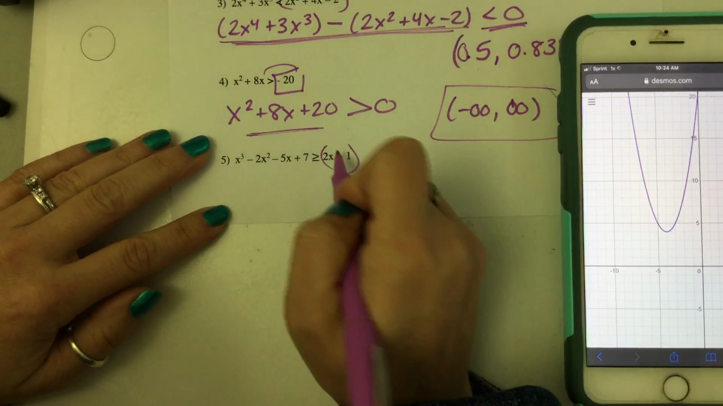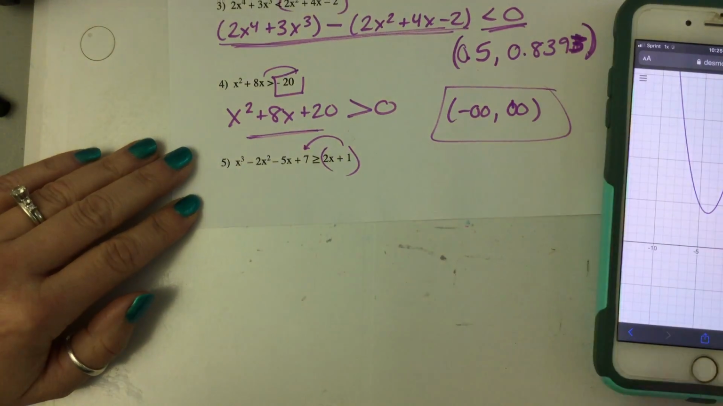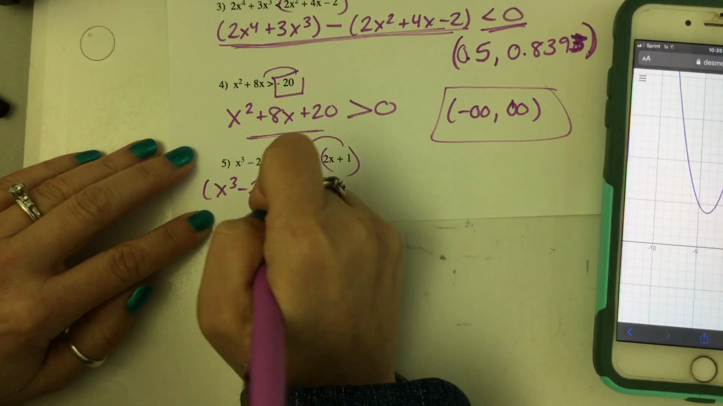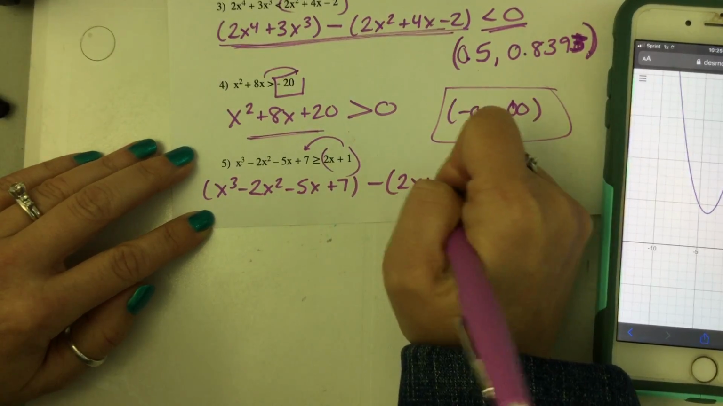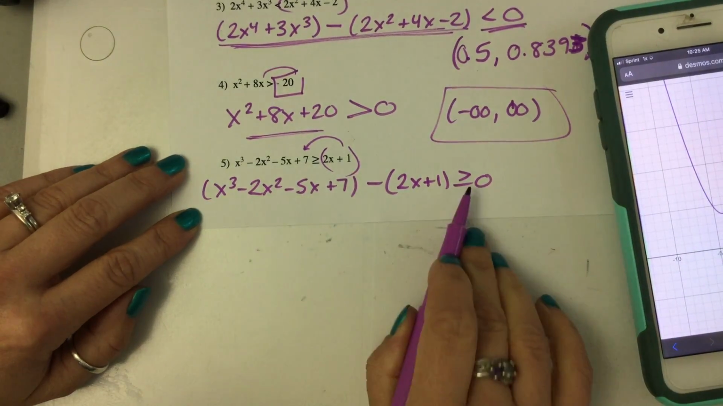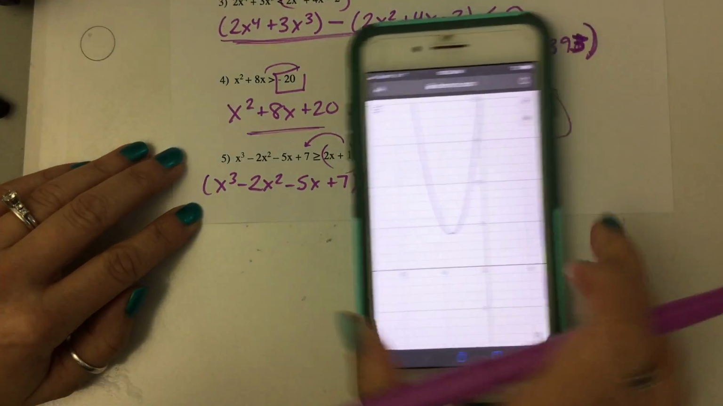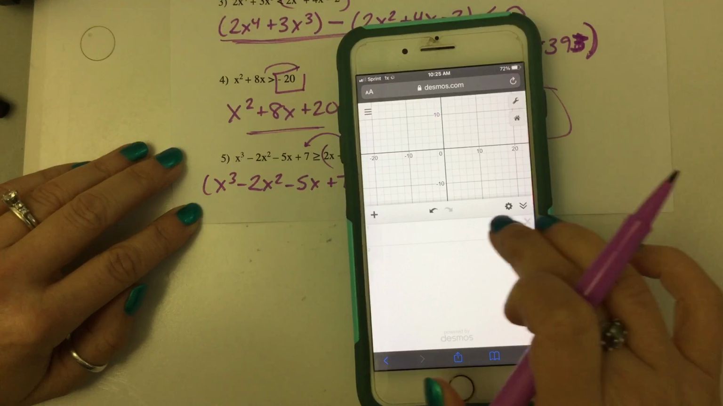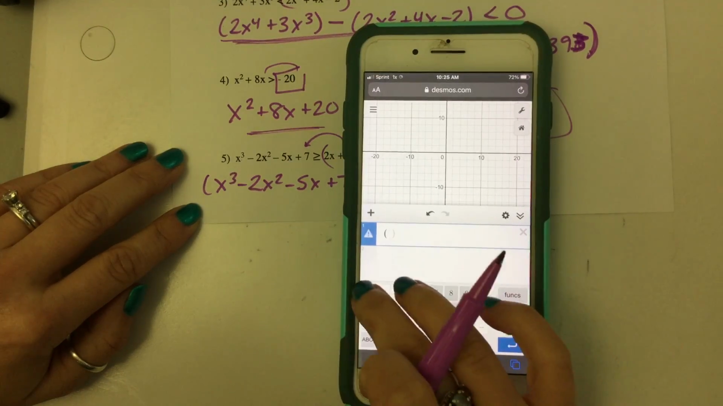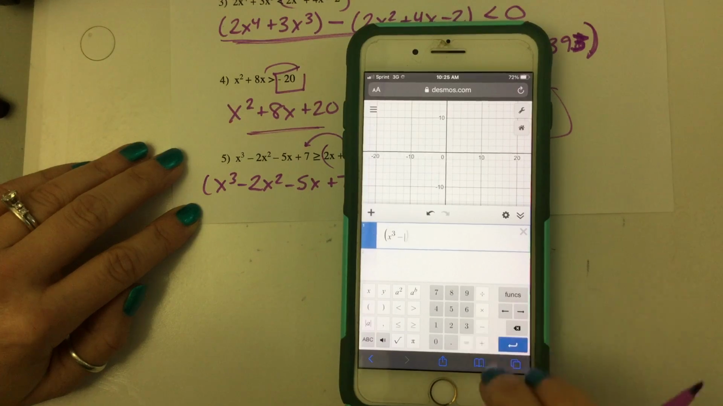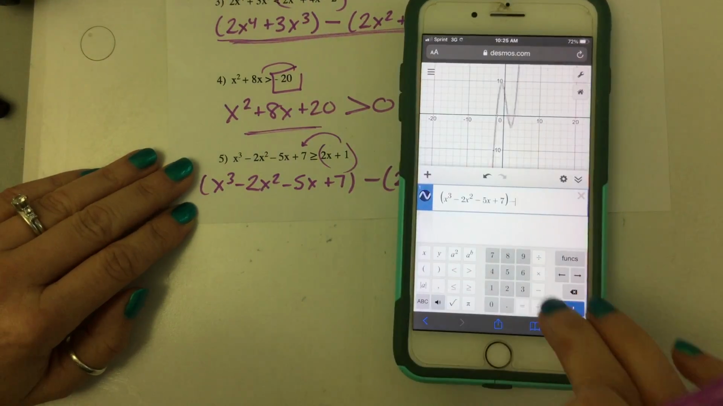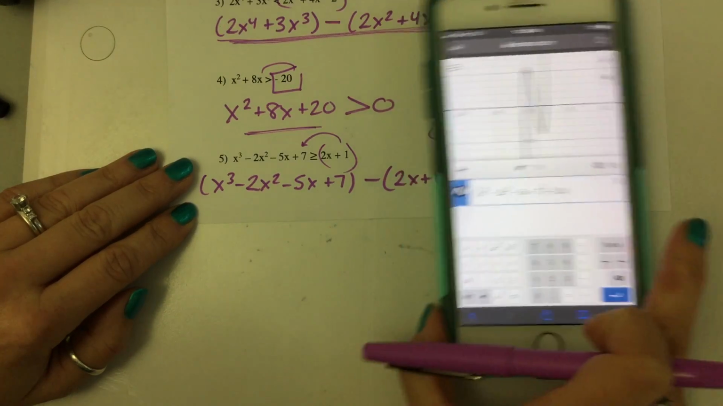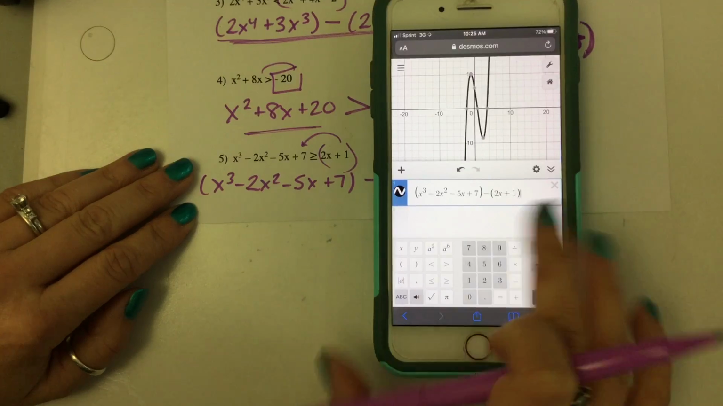Last one. Again, I'm going to take this polynomial function and subtract it over. So I had x cubed minus 2x squared minus 5x plus 7 minus the group 2x plus 1. We want to know when this is greater than or equal to 0. So let's go ahead and get rid of this function. I just got my screen back to the home screen. x to the power of 3 minus 2x squared minus 5x plus 7. That was the first polynomial function. Then we moved 2x plus 1 over to the other side.